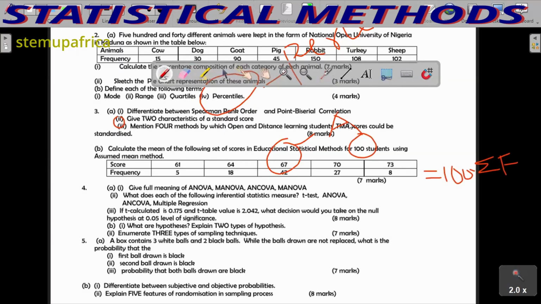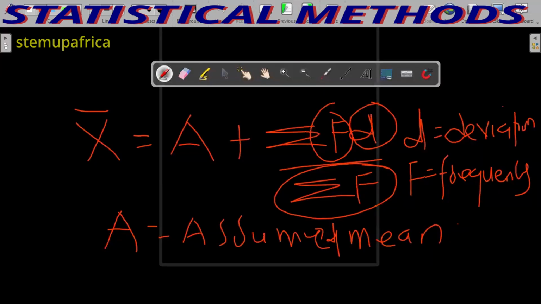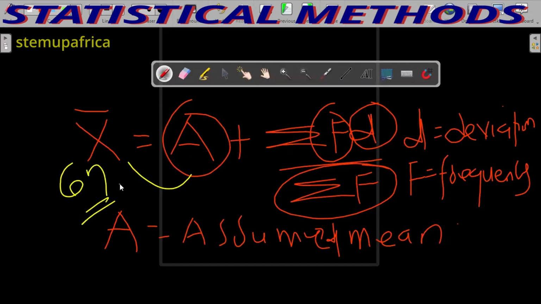So this is our A. That's the assumed mean now. You get it? In place of this assumed mean, we've gotten the value. Our A now is 67. So the next question is, how do we get the remaining parts to calculate the mean? First of all, we need frequency, we need deviation, and we need total frequency.